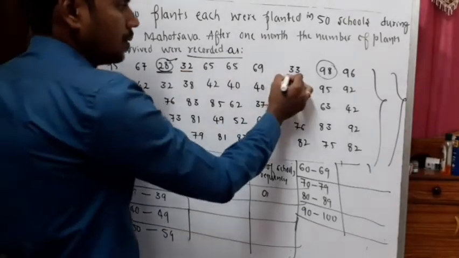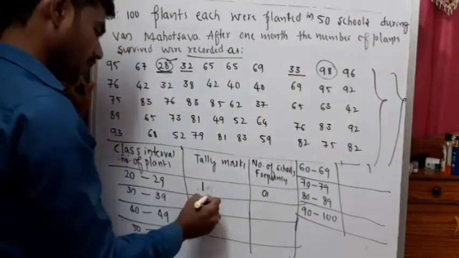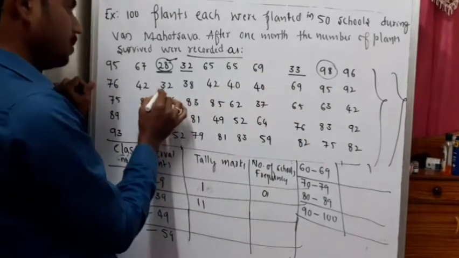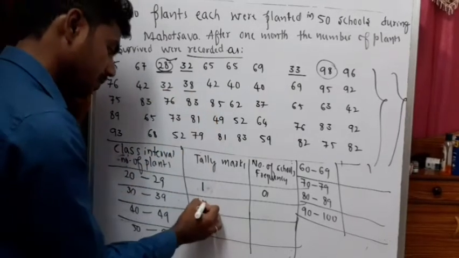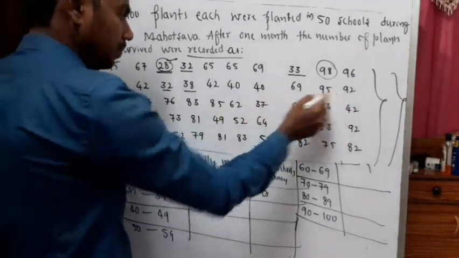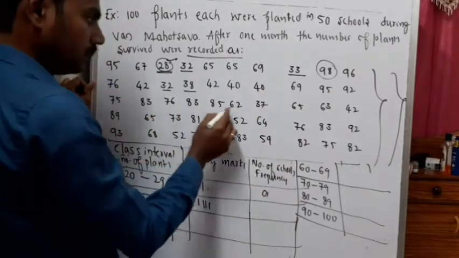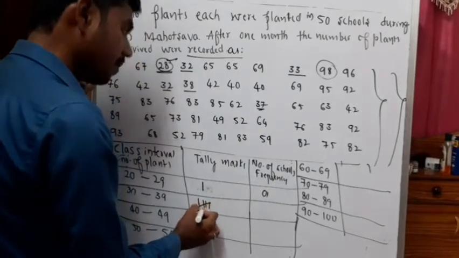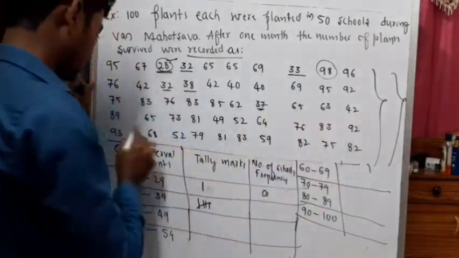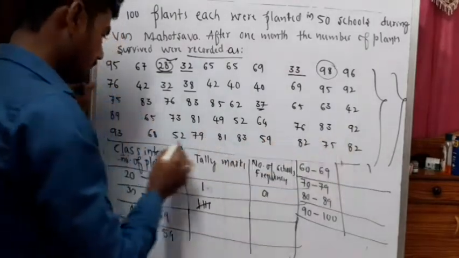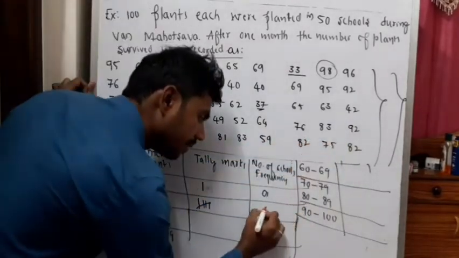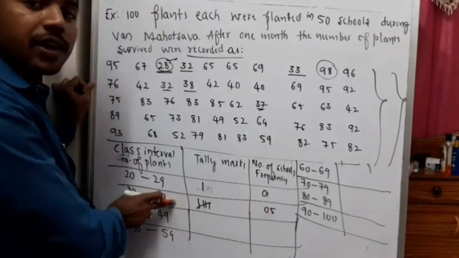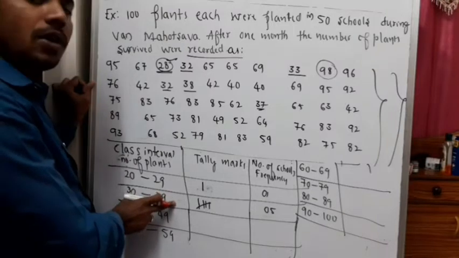Next, 30 to 39. 1, 2, 3, 4, 5. In between 30 to 39, a total of 5 are there. 5 is the frequency. Five schools have a survival rate between 30 to 39.